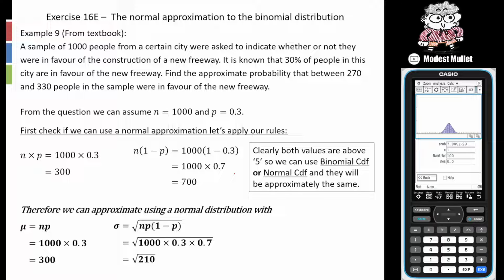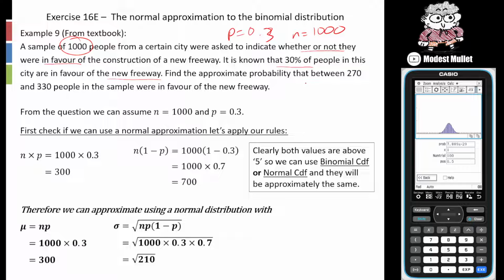Okay, so a quick example. A sample of 1,000 people from a certain city were asked to indicate whether or not they were in favour of construction. So we've got a fixed number of trials. They are either in favour or not in favour, so it's a yes/no, only two options. 30% of the people are in favour of the new freeway. So the probability of someone liking the freeway is 0.3, and n is 1,000, and this is a binomial situation.